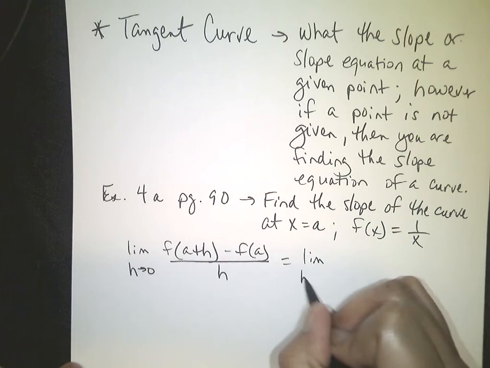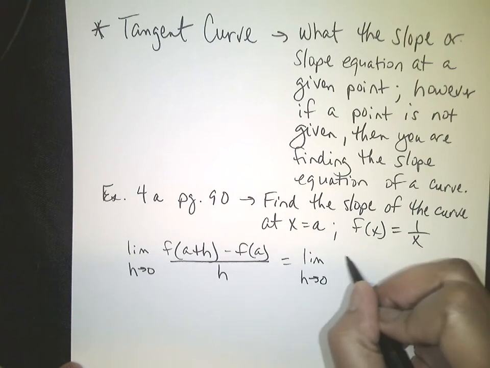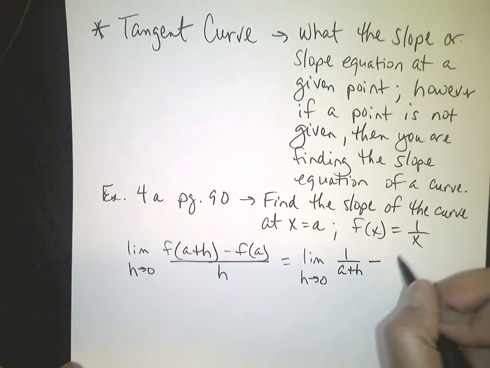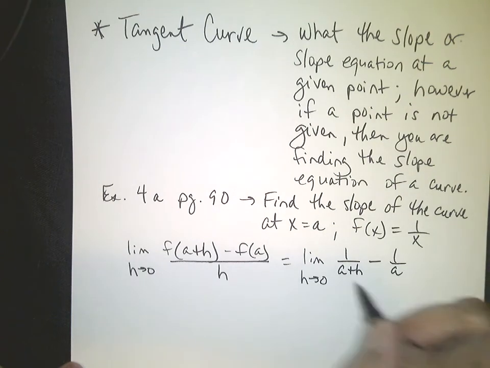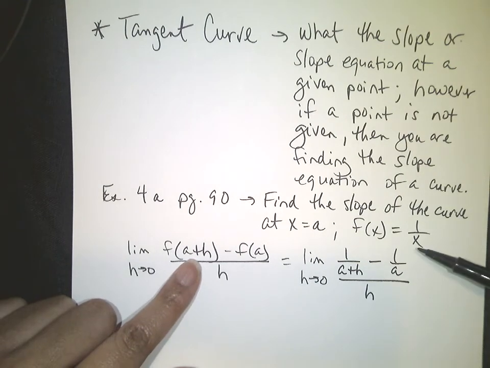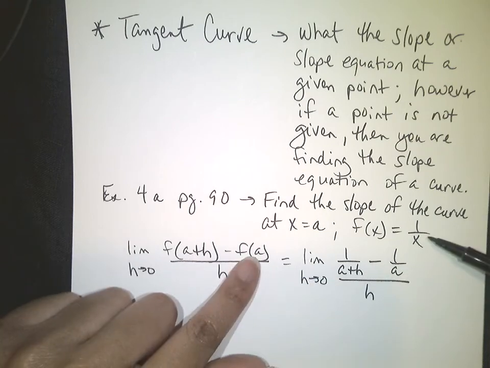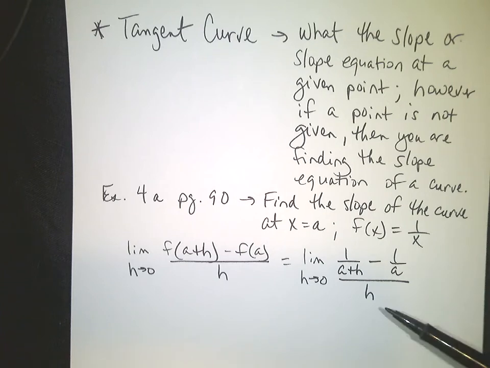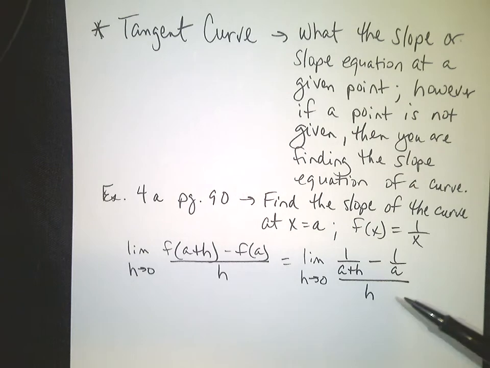So you want the limit as h approaches 0 of 1 over a plus h minus 1 over a, all over h. Again, I plugged in a plus h for x here, then I plugged in a for x here, and then I finish off the formula by dividing by h. We have done some of these problems when we were factoring limits, so you should be comfortable with this.